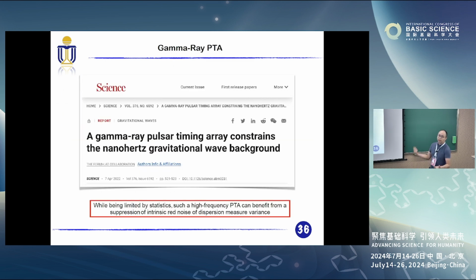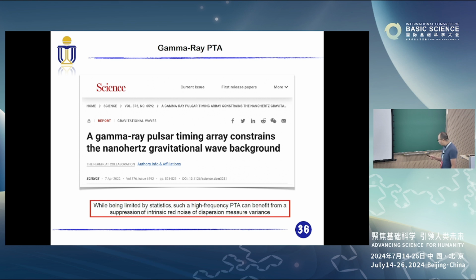And in addition to these interesting directions, we may also consider extending the explorations from the radio band to a high frequency band. About 2 years ago, the Fermi-LAT collaboration published the first constraints on the nano-Hertz gravitational wave background, just using a gamma-ray pulsar timing array based on their data collected in the last decades.